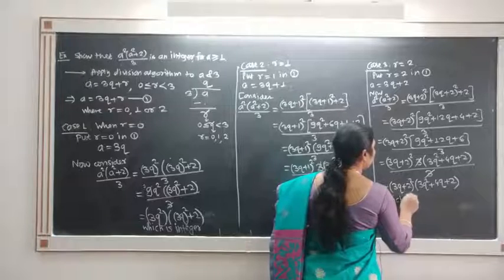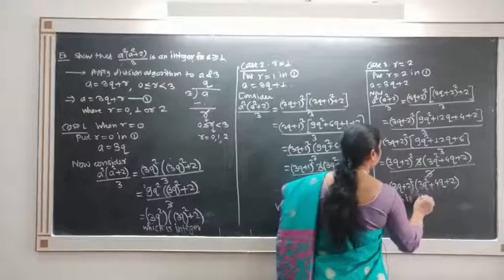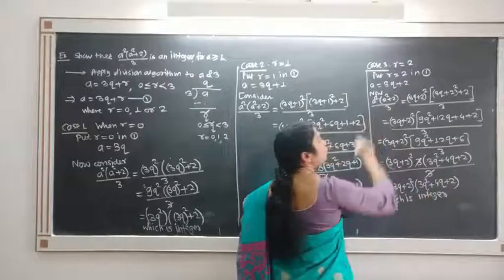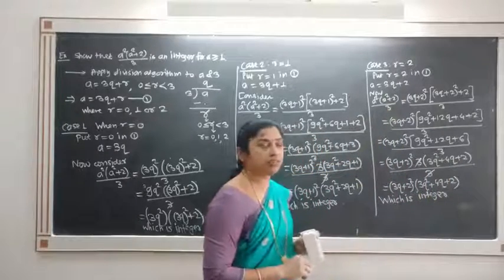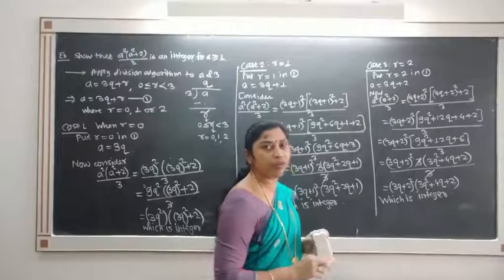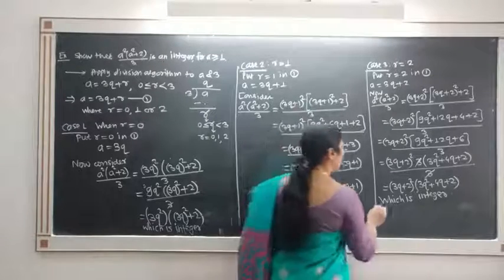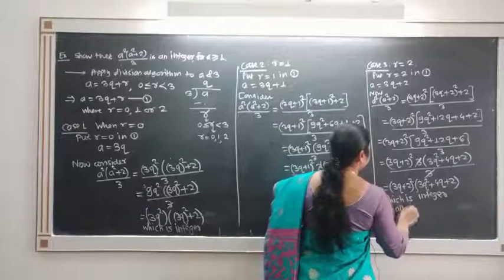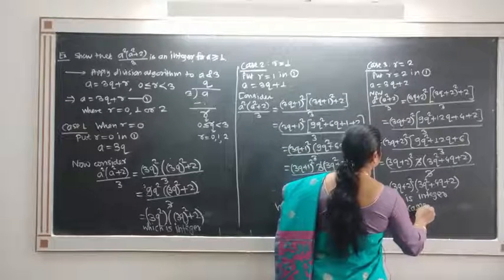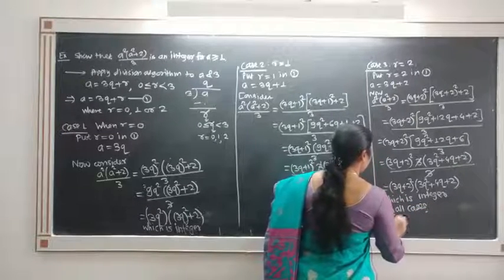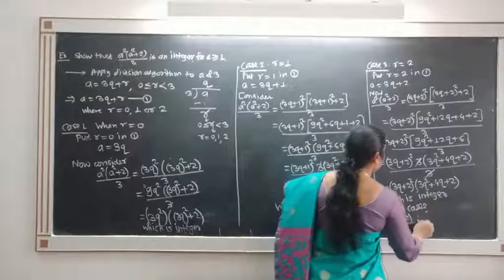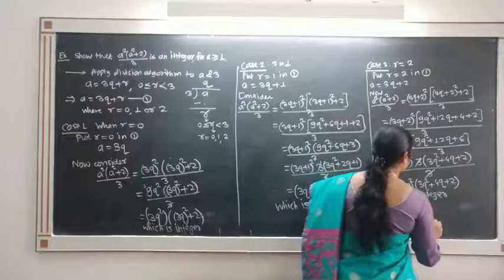So observe that in all cases the term a square into bracket a square plus 2 divided by 3 is always an integer. Therefore, from all the above cases, the term a square into bracket a square plus 2 divided by 3 is always an integer.